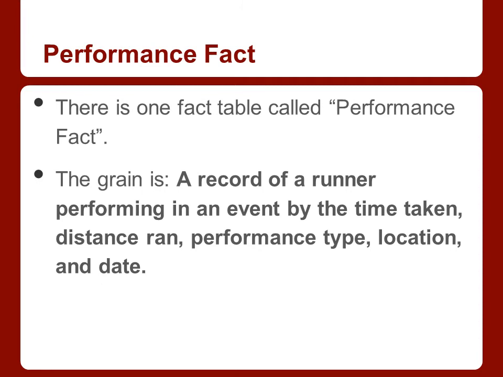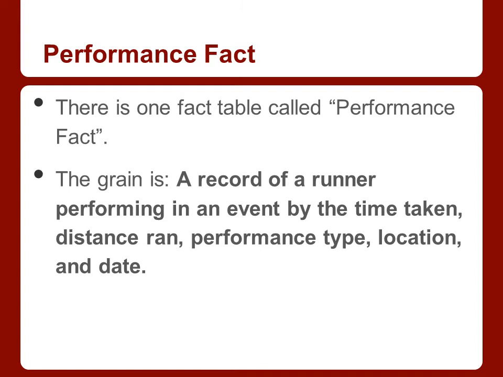So we have one fact table. It's called the performance fact table, and this really captures all the information needed about a specific runner at a certain event. This is kind of the center of our database because it contains most of the information that you really want.